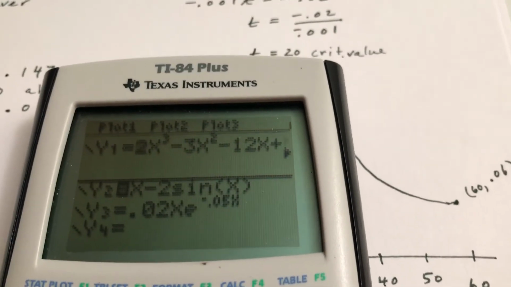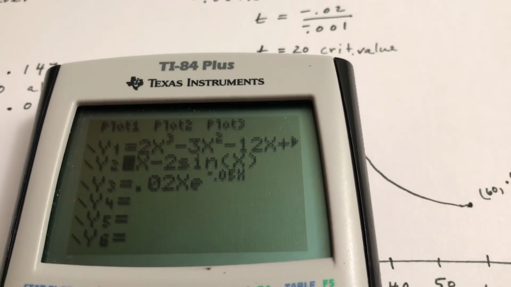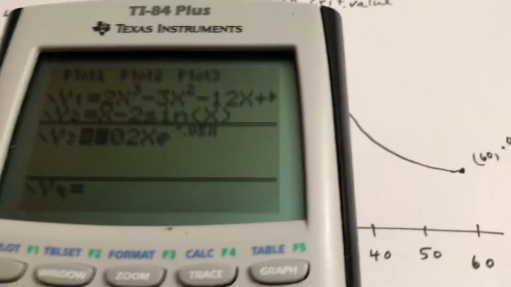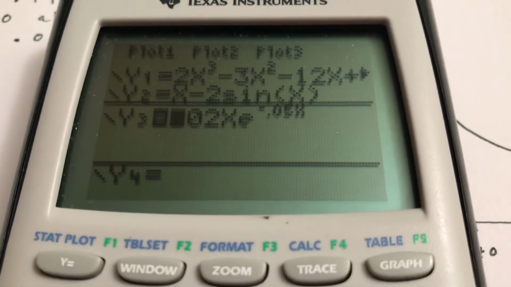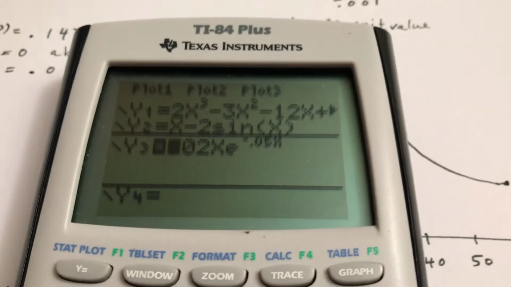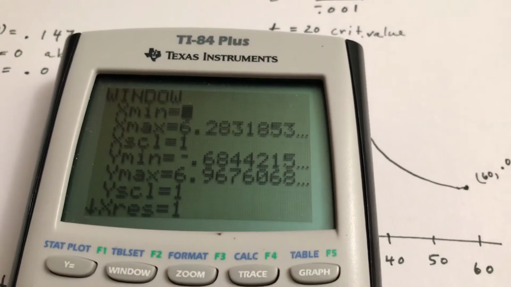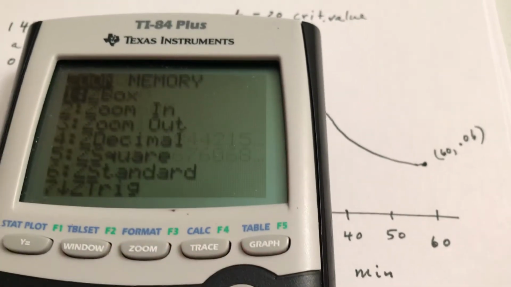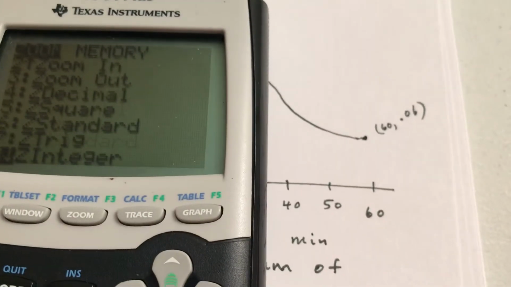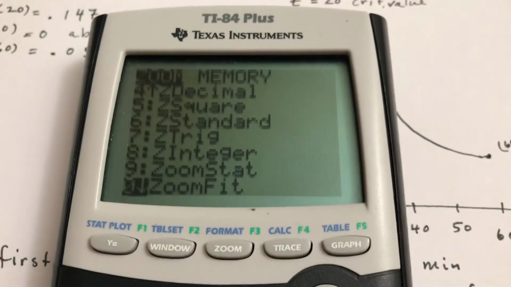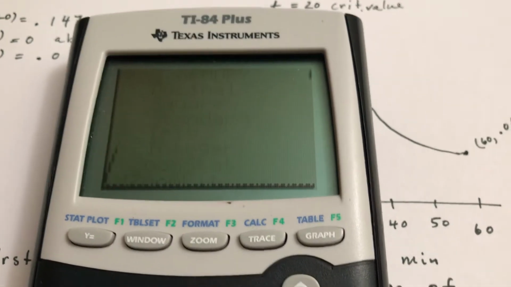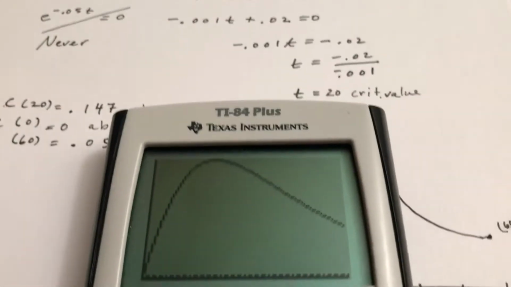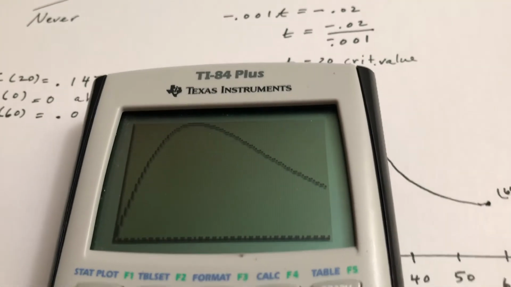Okay, back to blood alcohol concentration. I'm going to turn this one off, and I'm going to come down here and turn this one on. And this is 0.02 x e to the negative 0.05 x. Now my window, remember, was 0 to 60 minutes. And I'm going to zoom fit. There it is. Zoom fit works if you have your interval, 0 to 60.